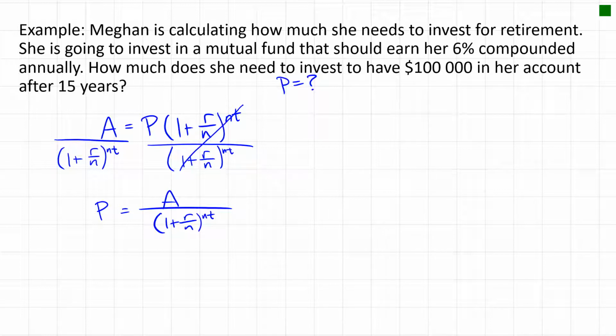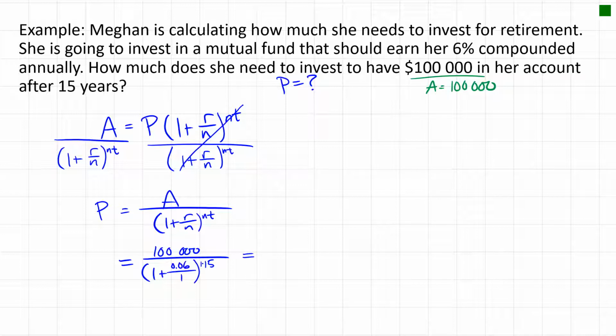Now, we're told that she wants to have $100,000 in her account. So that's A is equal to $100,000. That's not I, the interest, which is great. That means that we should have all the other values that we need. And we're told it's compounded annually. So P is $100,000 over 1 plus R, which is 0.06. And it's compounded annually, so N is equal to 1. And 1 times the time is 15.